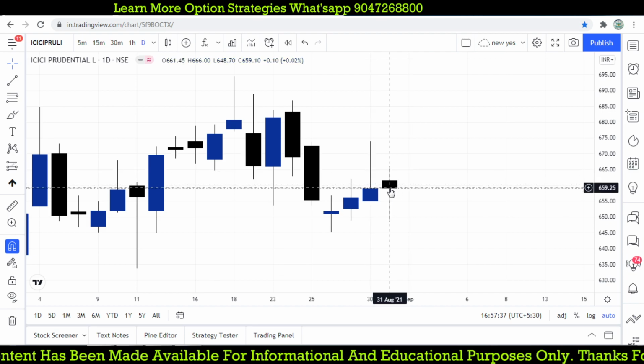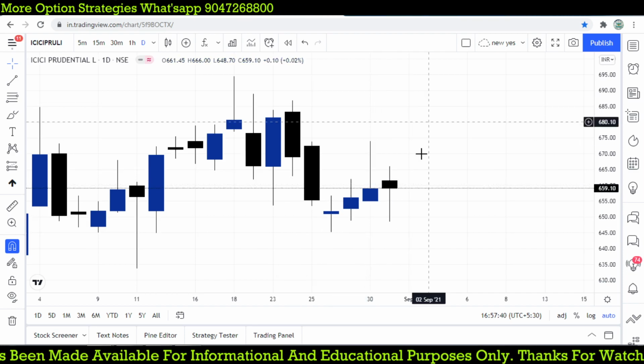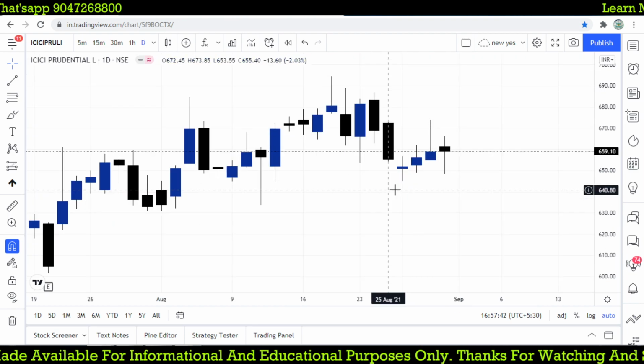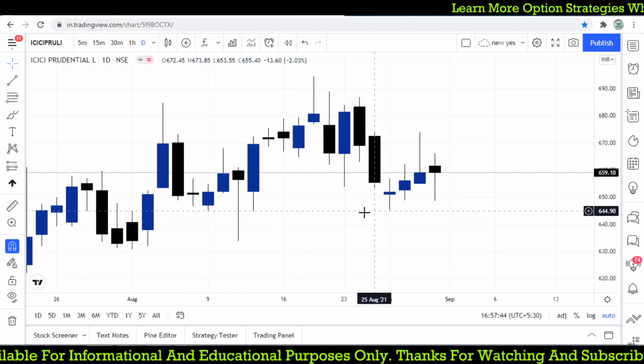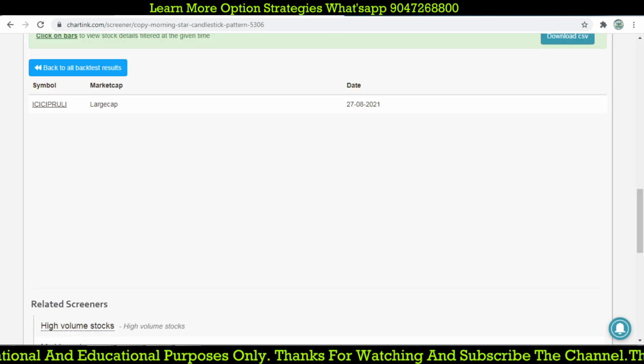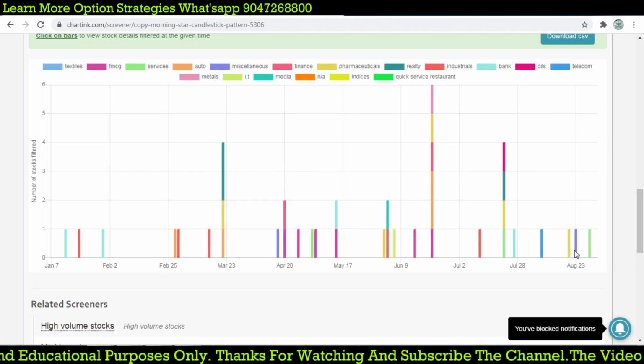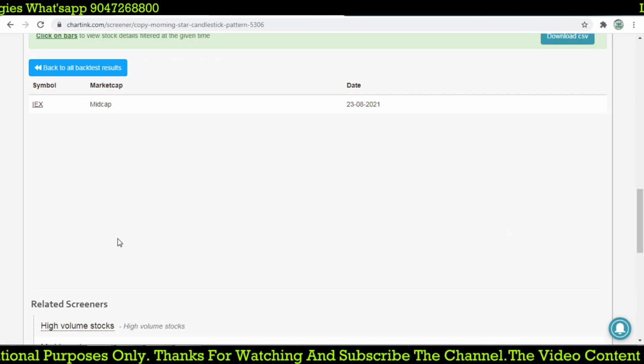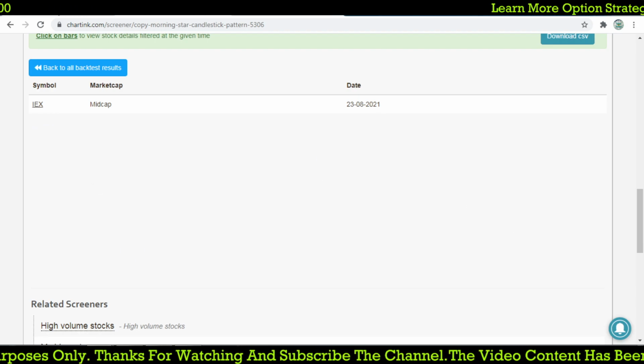Now it is trading below your entry point again, but this is a good pattern, a triple candlestick reversal, bullish on the morning star, right? Let's check the previous stocks. IEX was recently added to futures.